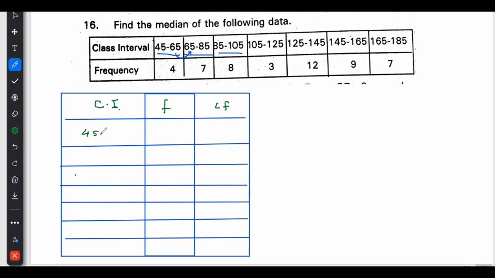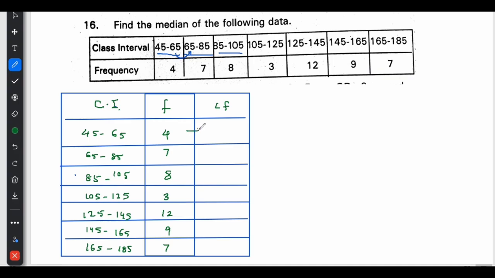Now the given classes are 45 to 65, 65 to 85, 85 to 105, 105 to 125, 125 to 145, 145 to 165, and 165 to 185. The frequencies are 4, 7, 8, 3, 12, 9 and 7.